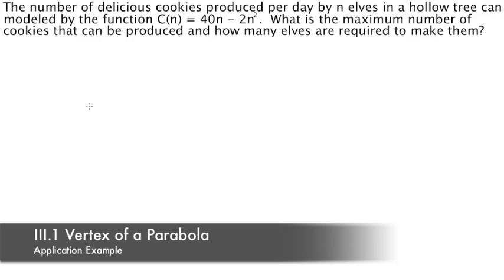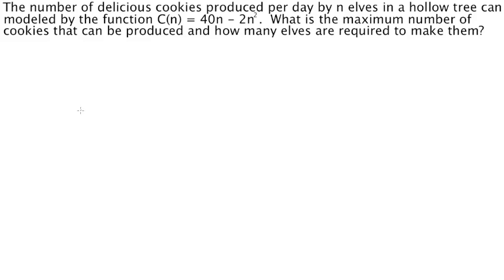Right. The number of delicious cookies produced per day by n elves in a hollow tree can be modeled by the function c of n equals 40n minus 2n squared. What is the maximum number of cookies that can be produced, and how many elves are required to make them? So I'm going to do something just a little bit different to start off with.